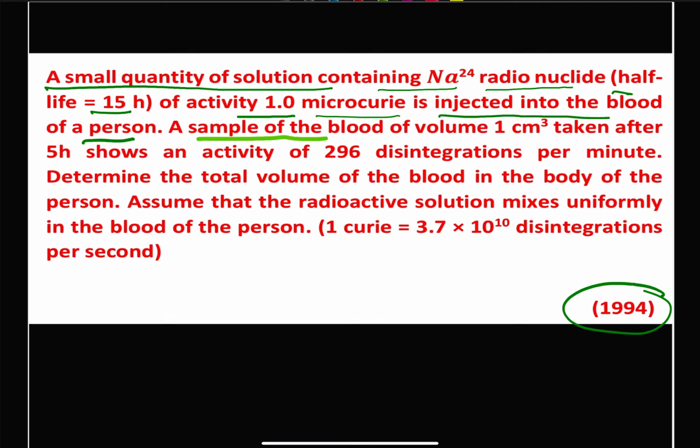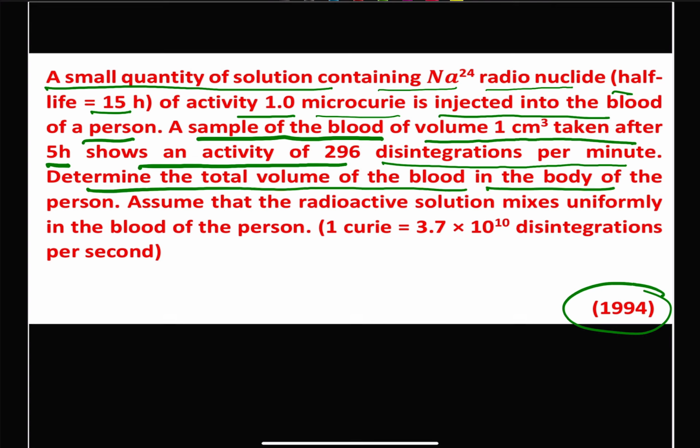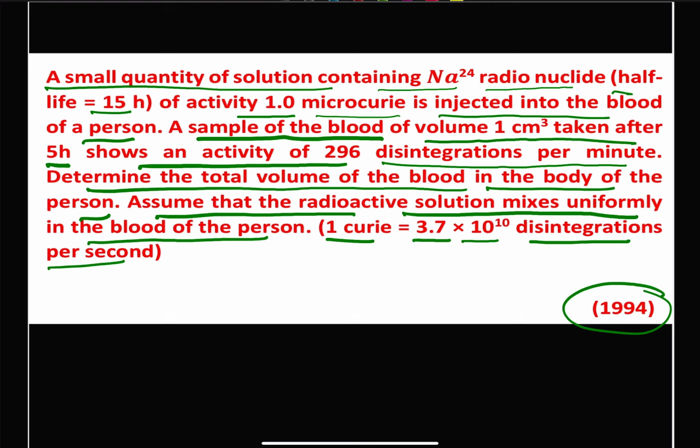A sample of blood of volume 1 centimeter cube taken after 5 hours shows an activity of 296 disintegrations per minute. Determine the total volume of blood in the body of the person. Assume that the radioactive solution mixes uniformly in the blood of the person. 1 curie is 3.7 into 10 to the power 10 disintegrations per second.